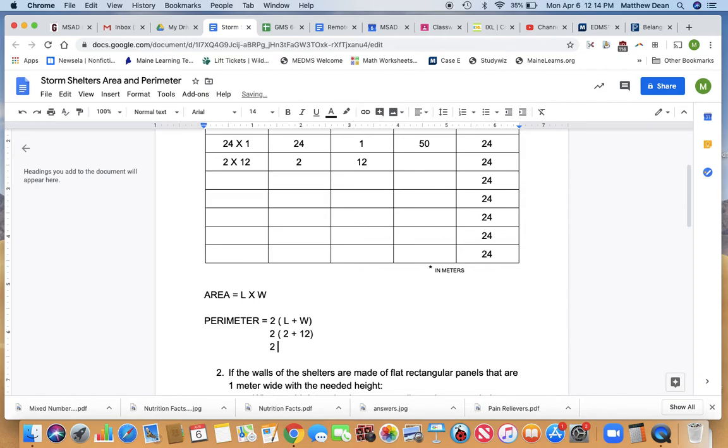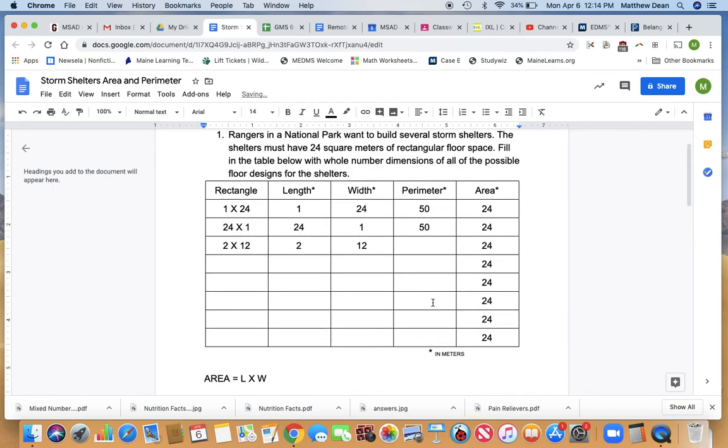Two times 12 plus 2 is 14. And 2 times 14 equals 28. So that's going to be my perimeter. Just like I did up here, now I can flip it around. What's next? See if you can complete the table on your own.